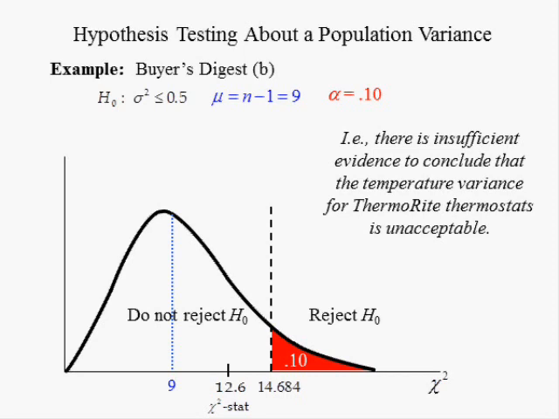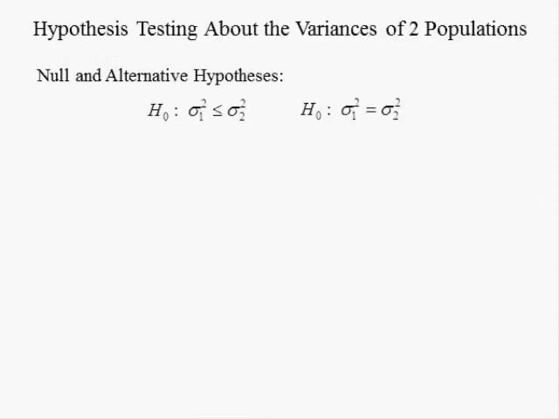So far we have looked at tests involving one population variance. Now we look at tests involving two population variances. The null hypothesis is always associated with the word equal, less than or equal to, or just plain equal to. The alternative hypothesis determines whether the test is upper-tailed or two-tailed.